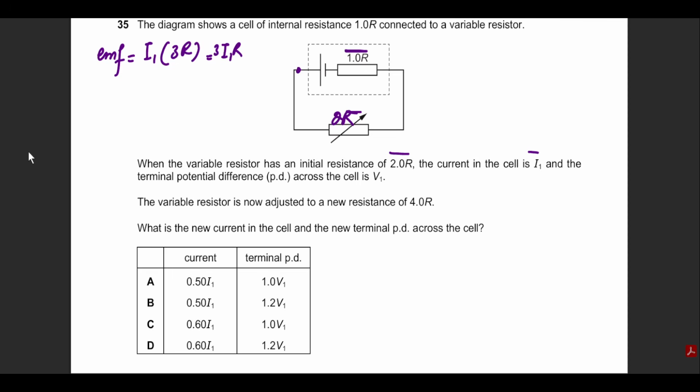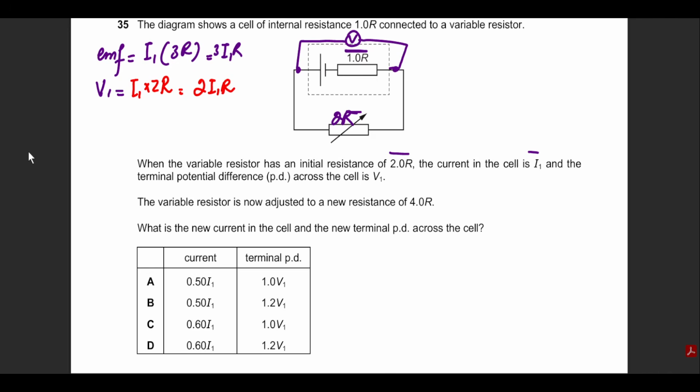Now we have the terminal potential difference, which we refer to as V1. This should be on the outside, like we're thinking about what's available to the resistor. So it should be I1 multiplied by 2 times R, which is going to be 2I1R, right? So this is our starting point.